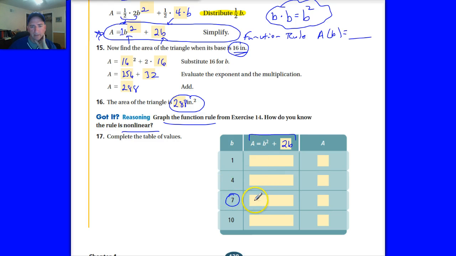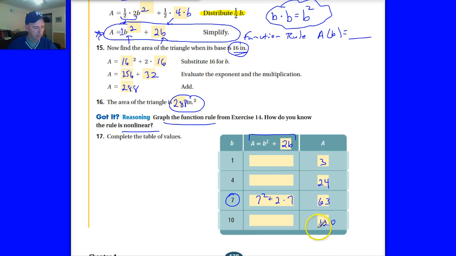So you would stick 7 squared in there plus 2 times 7, and then you'd work that out to get 63. Okay, now the other numbers, you need to double check me on this. The other values come out to be 3, 24, 63 we got, and then 120. I'll need you to pause the video and double check to see that you know how I got through those.